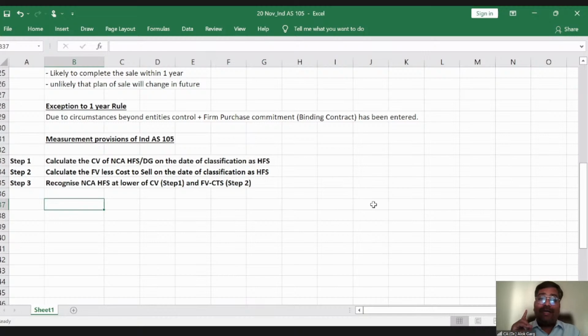First, you need to calculate the carrying value of NCA-HFS or disposal group on the date of classification, right? So before entering into Ind AS 105, we need to calculate the carrying value as per the respective standard. For example, if there was a building classified as held for sale on 1st of October, you need to compute the carrying value of that building as per Ind AS 16 on 30th of September, right?